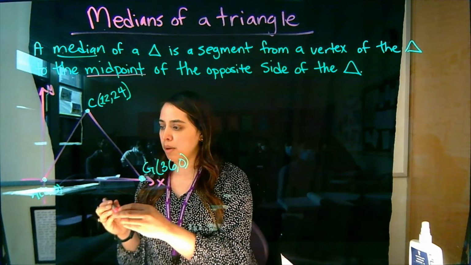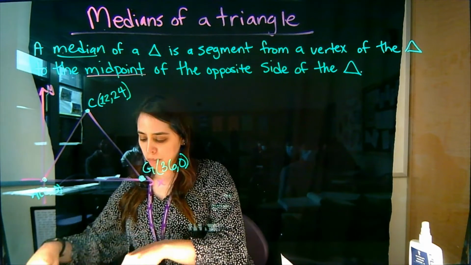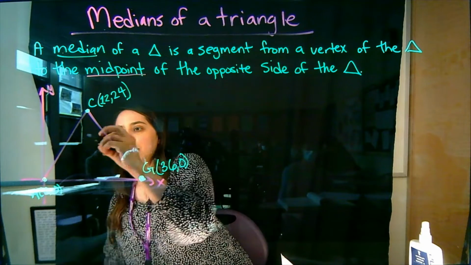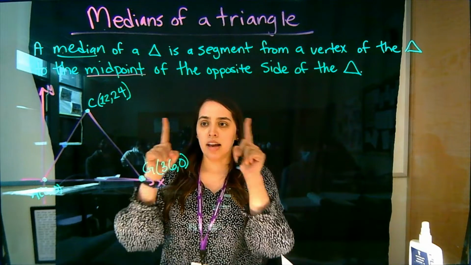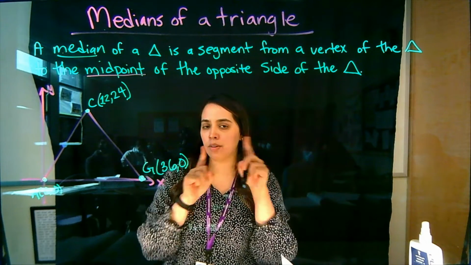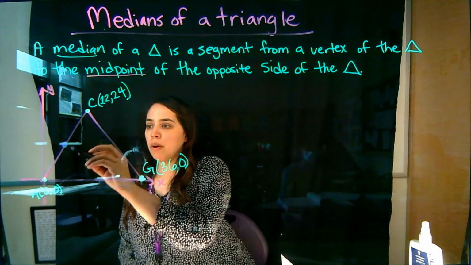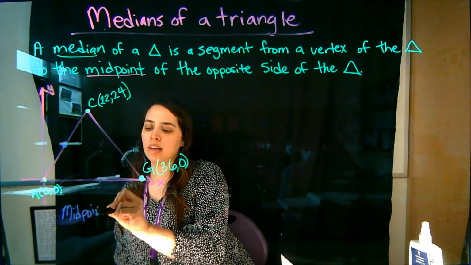So let's say we have the midpoint of AC, which you guys should have in your notes. So I'm going to find the midpoint of AC. The midpoint, if you don't remember, is the x's added together divided by 2, and the y's added together divided by 2. You're finding the average. Can you guys see this color?